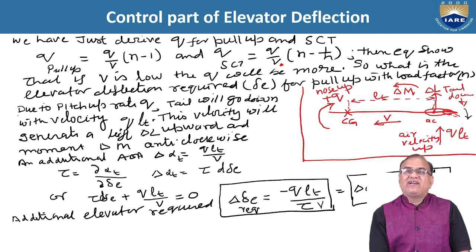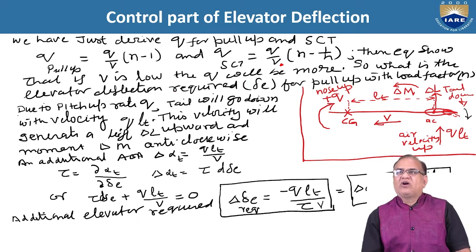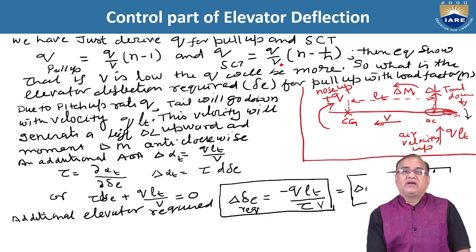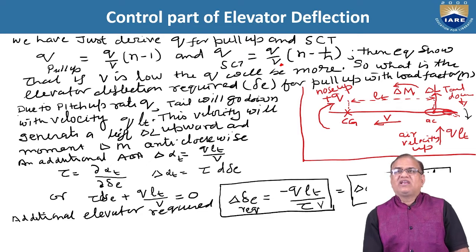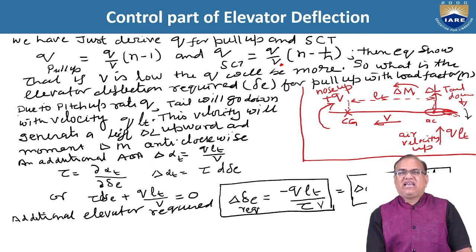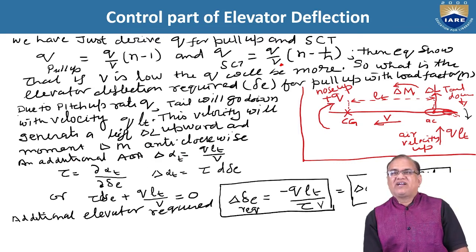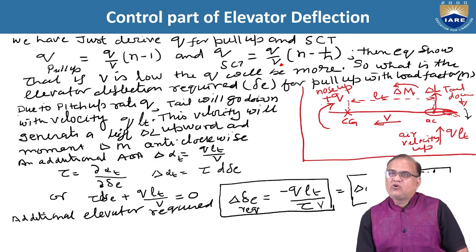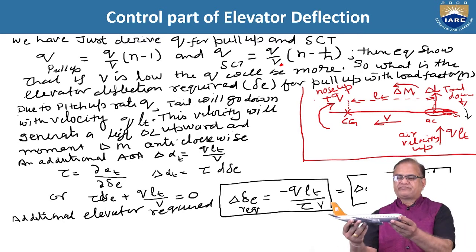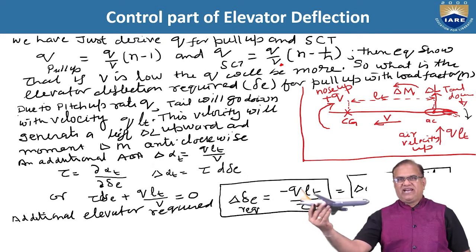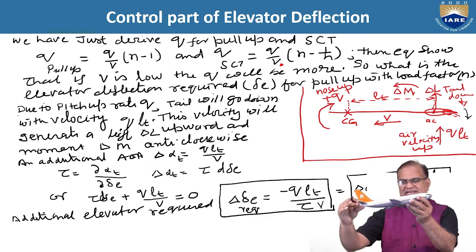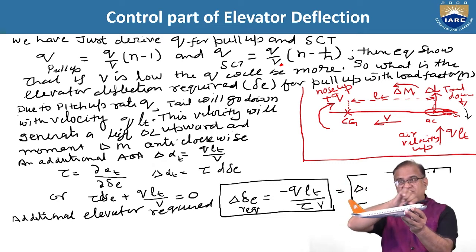So what is the elevator deflection required? That is delta E for pull up with load factor. Due to the pitch rate Q, the tail will go down with a velocity QLT. This velocity will generate a lift delta L upward, and a moment delta M in the anti-clockwise direction. So an additional angle of attack delta alpha T will be generated. You can see here that as pitch rate Q is applied, the nose is going upward. If the aircraft is going straight and you give pitch up, the tail will go down, with velocity V from this direction.